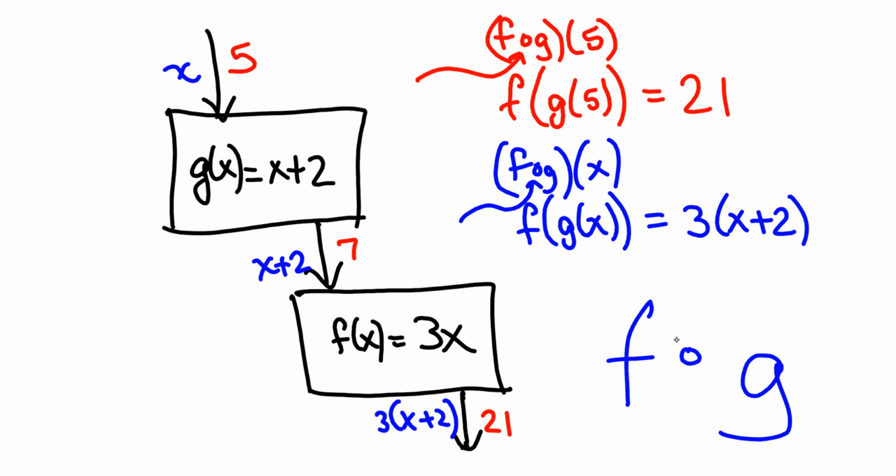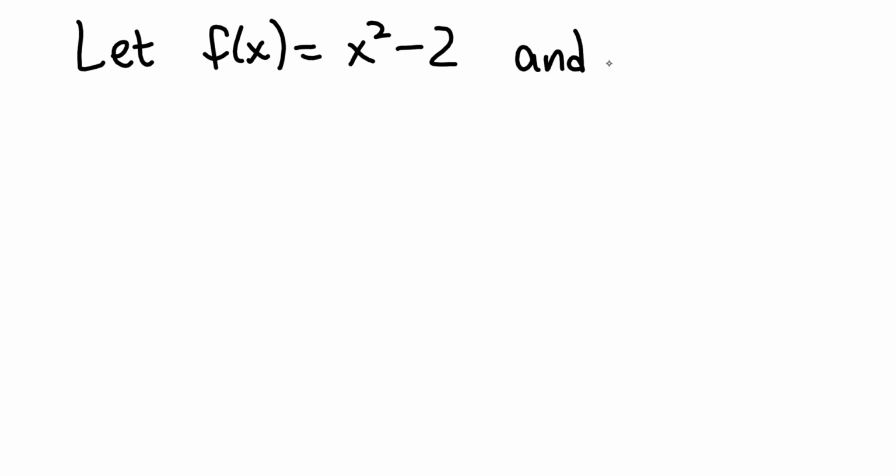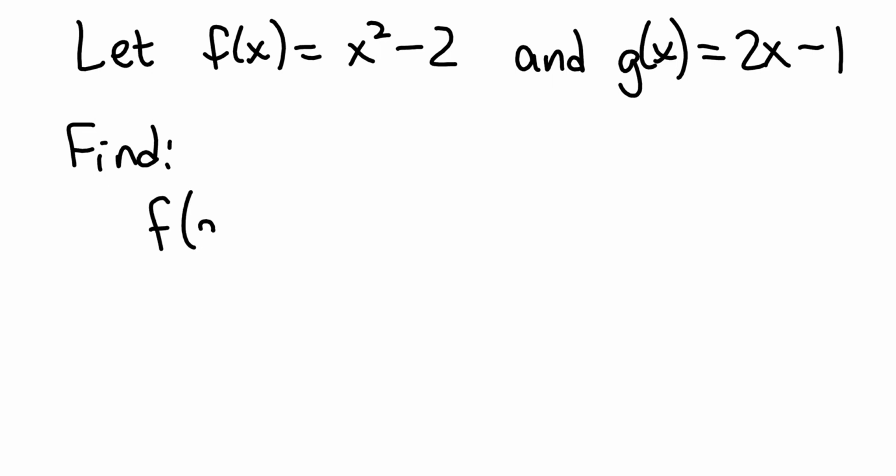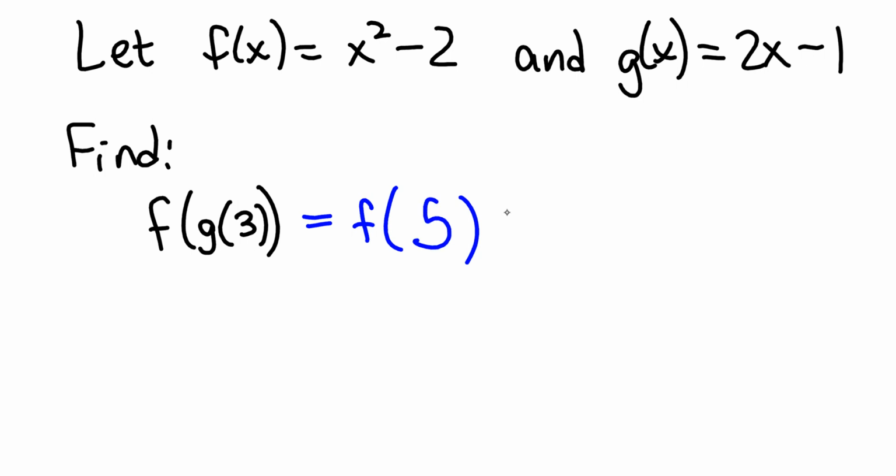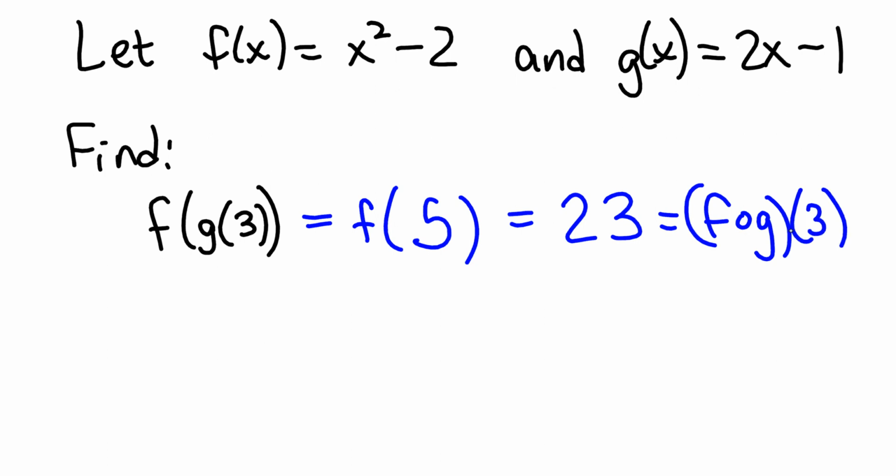Okay, by way of a second example, let's imagine that f of x is the function x squared minus 2, and g of x is the function 2x minus 1, and maybe we want to find f of g of 3. Well, that's okay. That's f of whatever g of 3 is. Well, g of 3 is 2 times 3 minus 1. That's 5. And then f of 5, well, that's 5 squared minus 2. That's 23. And that is f of g of 3.